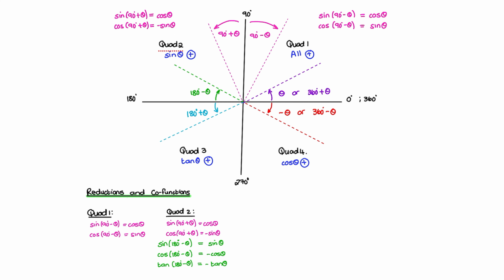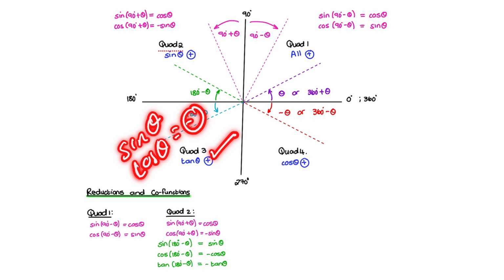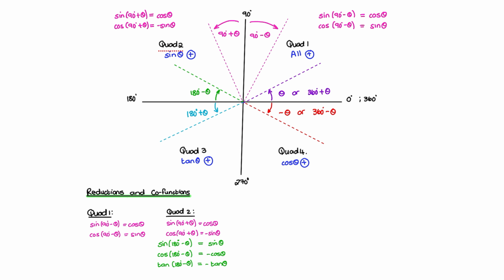Let's focus on quadrant 3. In quadrant 3, our angle size would be between 180 degrees and 270 degrees. And tan in this quadrant would be the only ratio that gives us a positive answer. That means that sine and cosine would give us negative answers in the third quadrant. So let's look at the reduction in the third quadrant.